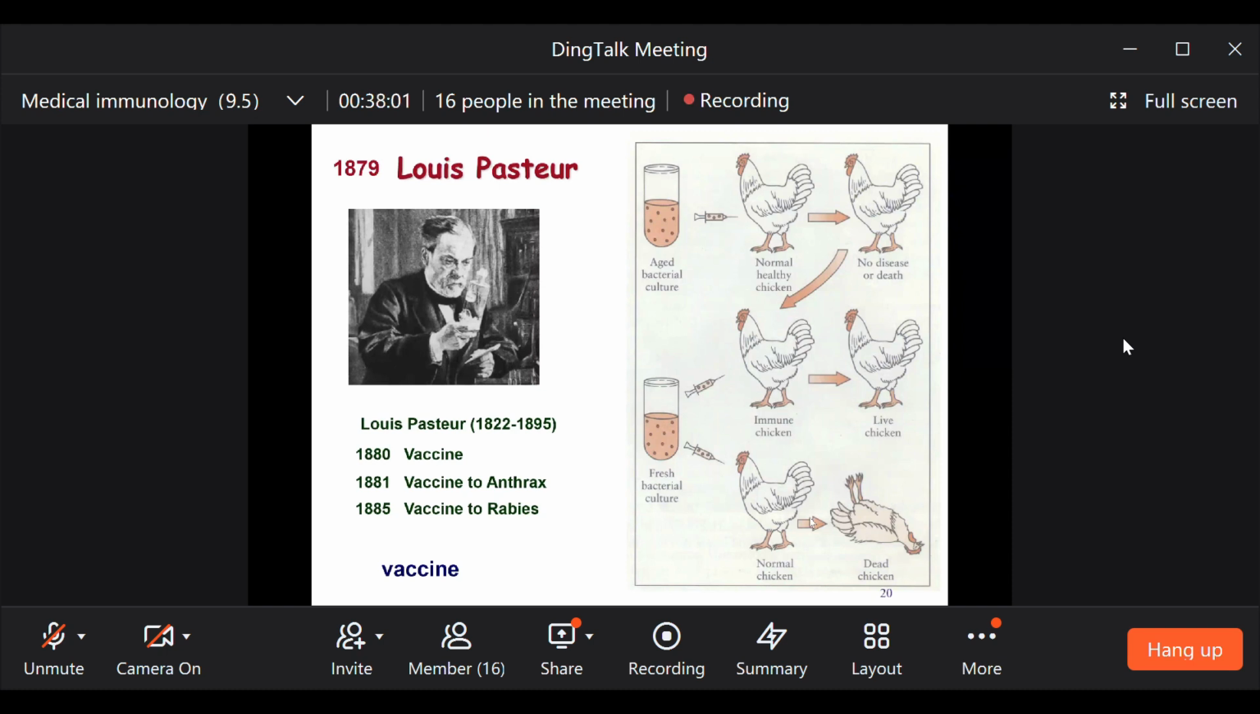And after several years of effort, Pasteur used chicken as the model to do lots of experiments, and at last he obtained the two kinds of vaccines.